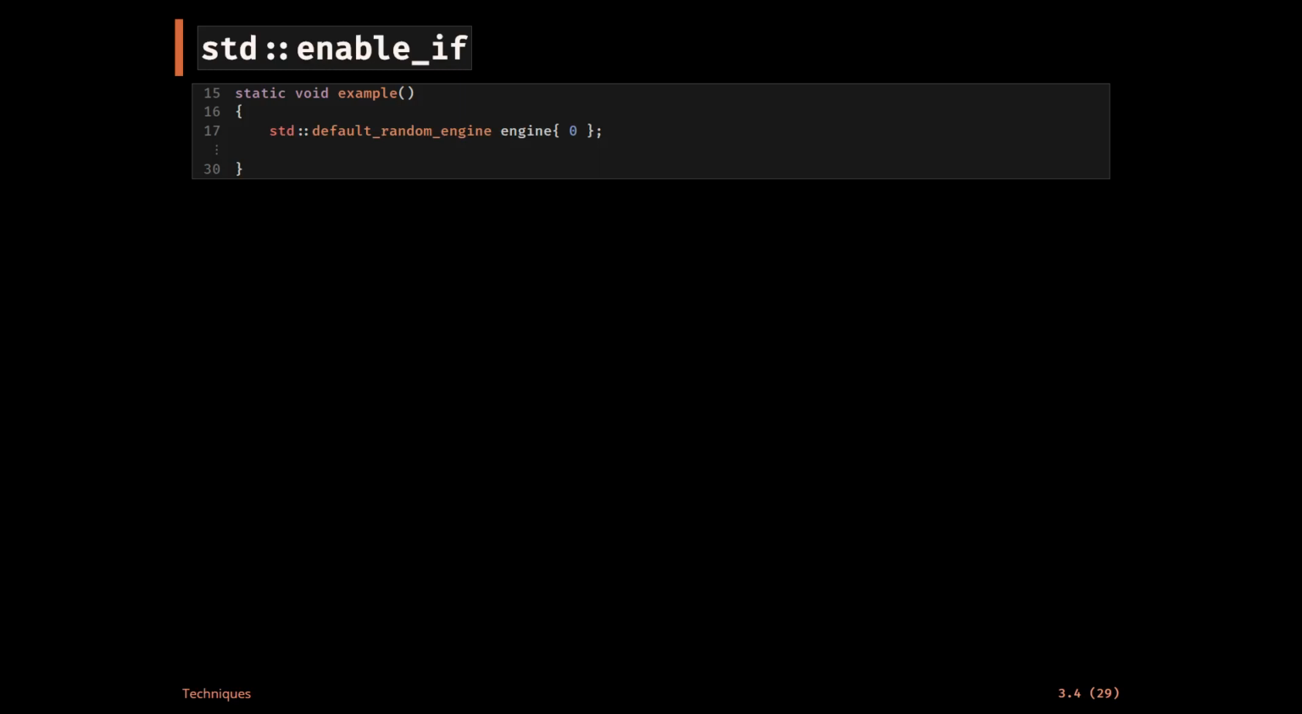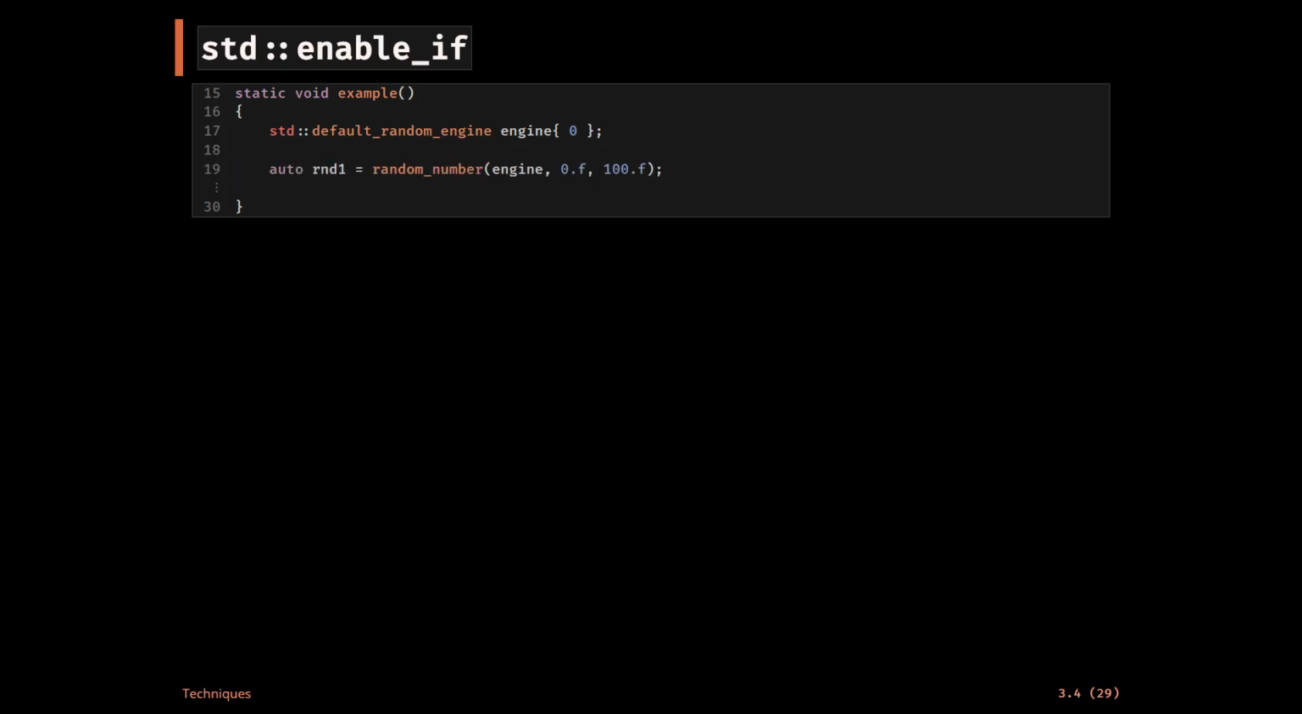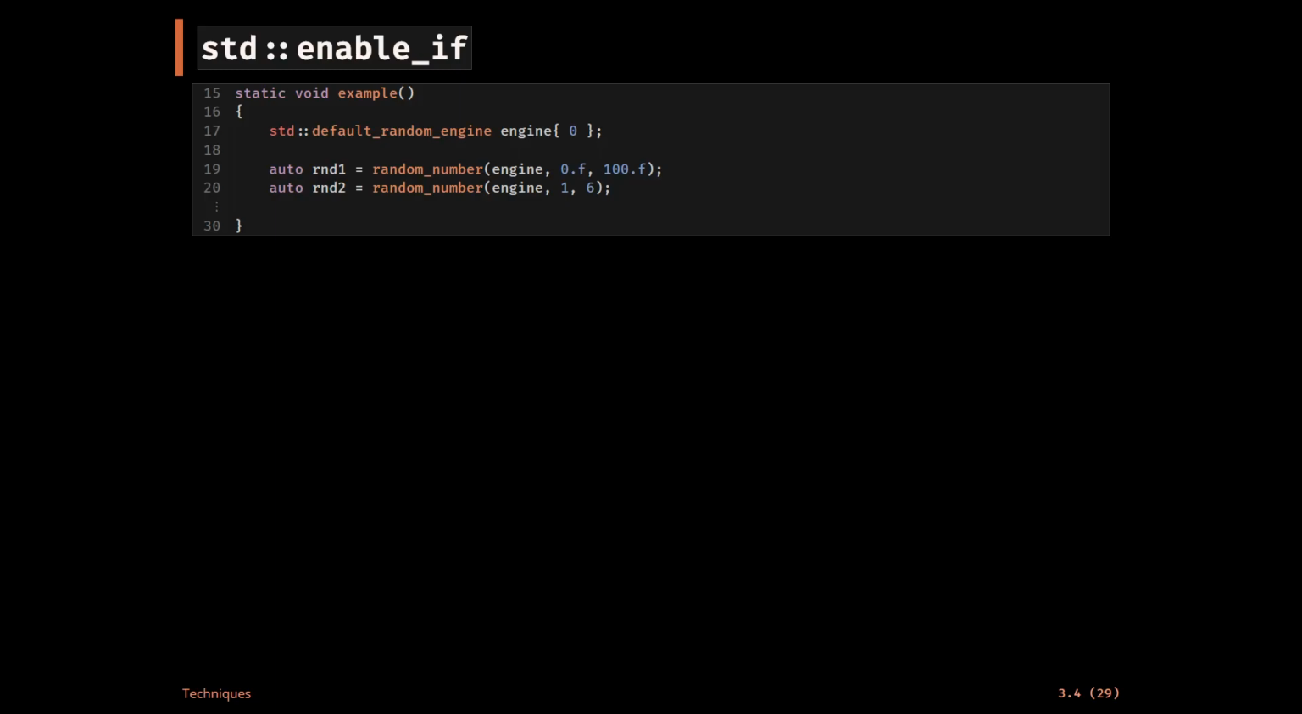So we start off with this example, and we're creating a default random engine. If you've never used the random header in C++, this is basically something you get random numbers from, and you usually use it with a distribution to get the actual random numbers. What I want to do here is create this function called random_number, and I call it with engine and 0. I give it 2 floats, so I want the random number to also be a float, right? Then I call it with 2 ints, and I want the random number to also be an int.